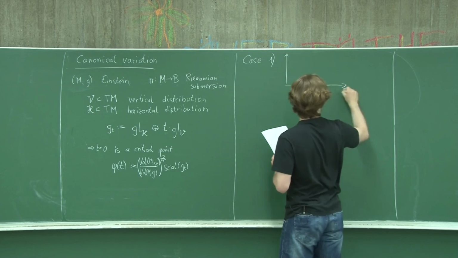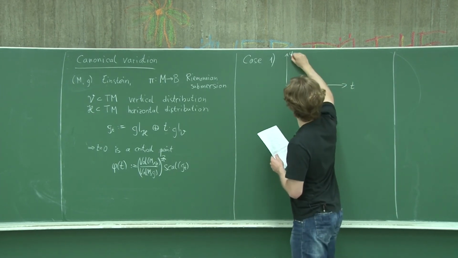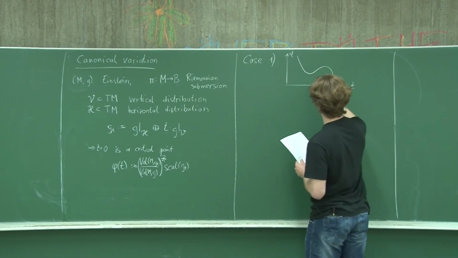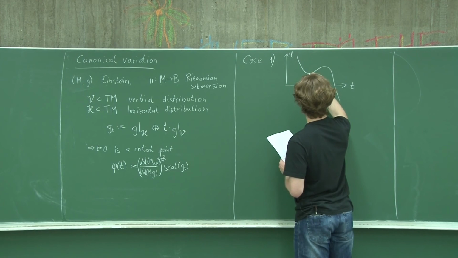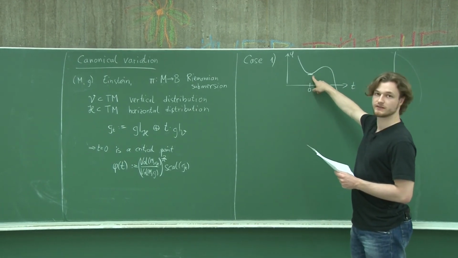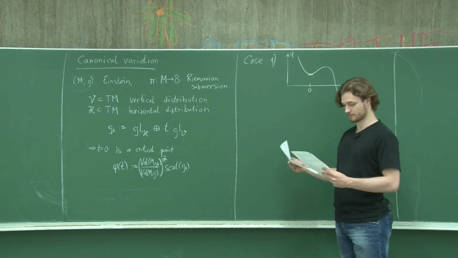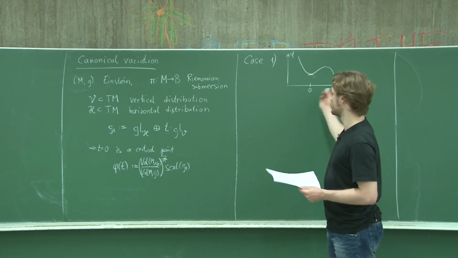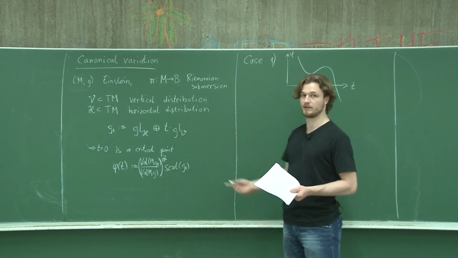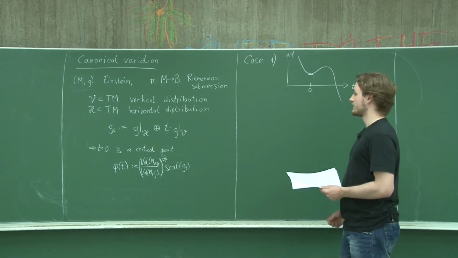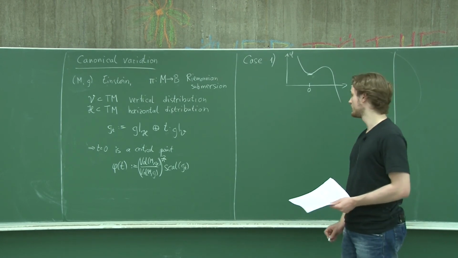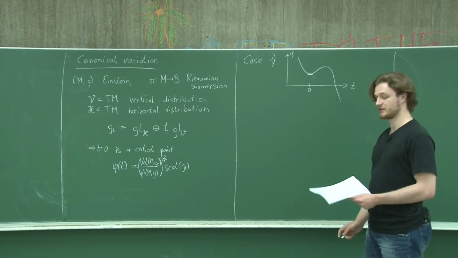Say this is our t-axis, and say this is our phi. Then it can happen that the graph looks like this. So this is 0. So we have a minimum here. And minimum means that the metric is unstable. If we go along the direction of this curve of metrics, we find an unstable direction for the metric. And we haven't done any analysis of this Riemannian submersion at all. We have just considered this canonical variation.